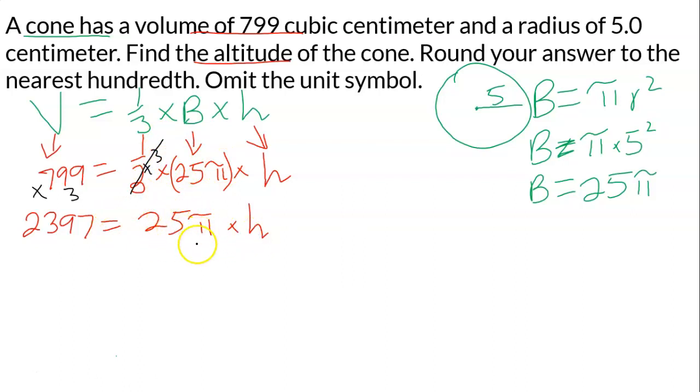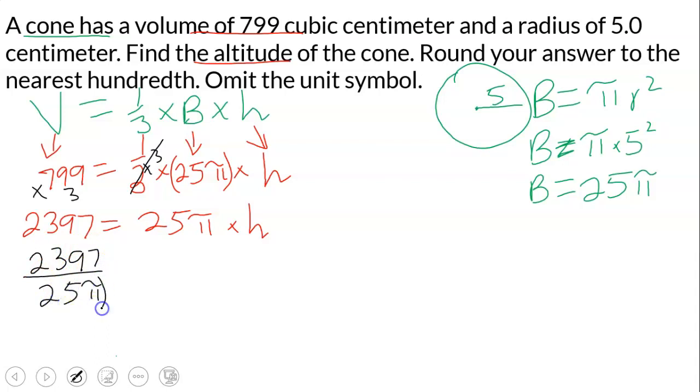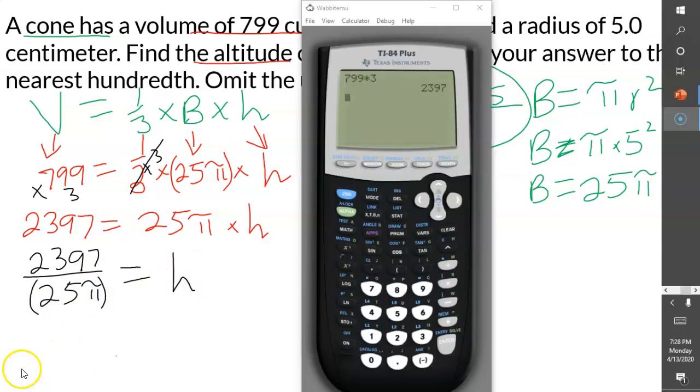We divide both sides by 25 pi. So we have 2397 divided by 25 pi. I would put that 25 pi inside parentheses. Okay, it's very important. Since we already have the number in our calculator, we can just select it. We can just say divided by, and then put the parentheses, and then do 25 pi, close the parentheses, and we get 30.5.